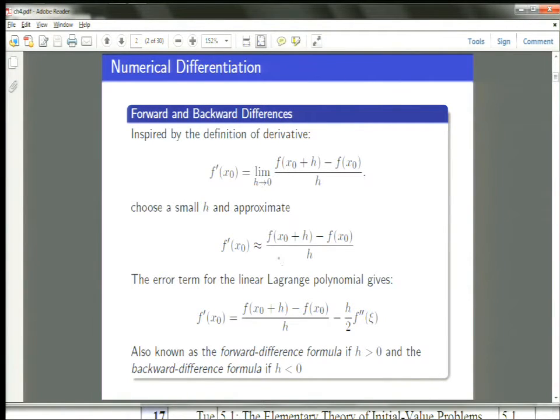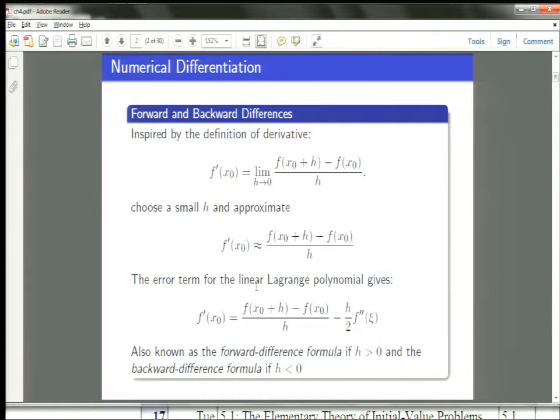Now, to make it more precise, what did we do? We plugged it into our Lagrange polynomials. What we actually did, just to get the error term out, was to say that you're standing here, you're taking a big step. Normally it wouldn't be this big.